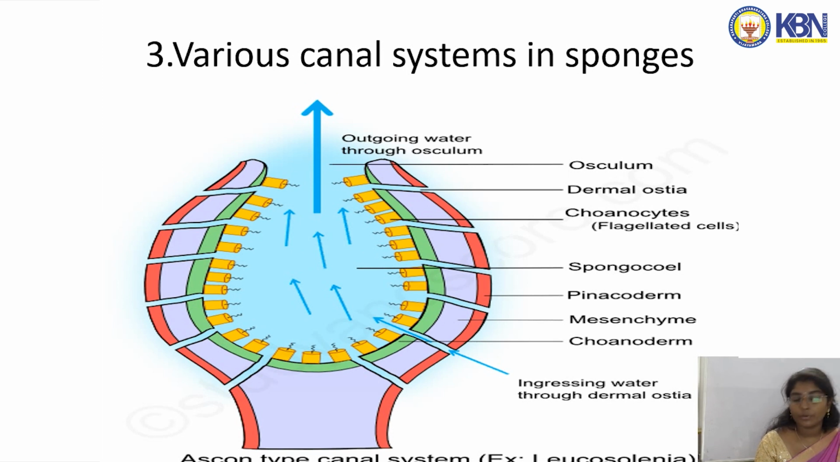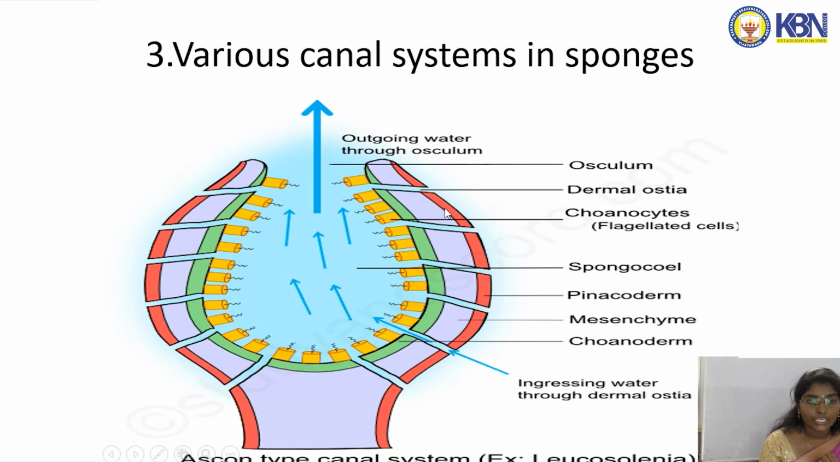In this Ascon type of canal system, what we observe present at the top of the region is called the osculum, and the entrant canals, these holes, are called dermal ostia. Dermal means present outside the body of a sponge. The holes present in the external layer of the sponge are called dermal ostia.